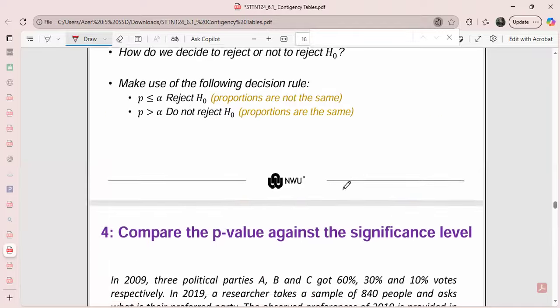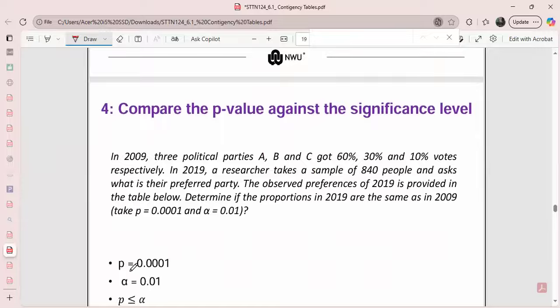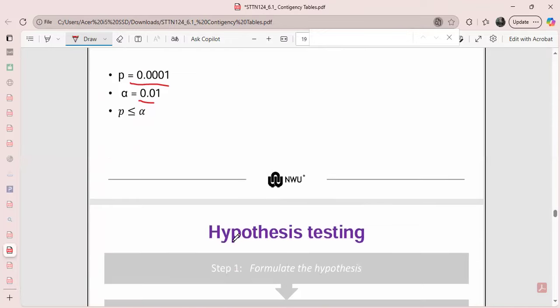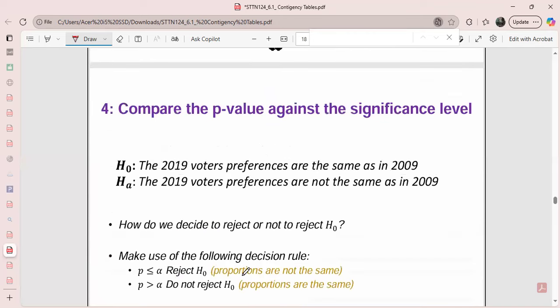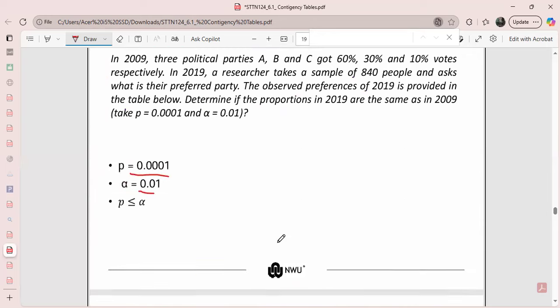Let's see. We're given the p-value 0.0001 and alpha of 0.01. Here in this case, the p-value is less than alpha. What do we do? We reject the null hypothesis. And what did we say about the rejection? We said that if we reject the null hypothesis here, it means that the proportions are not the same.